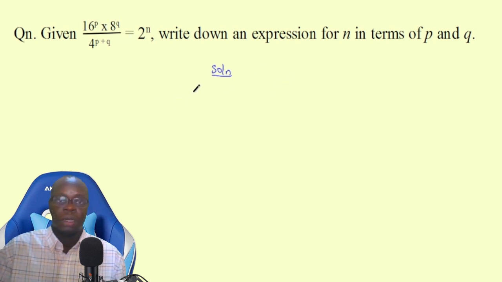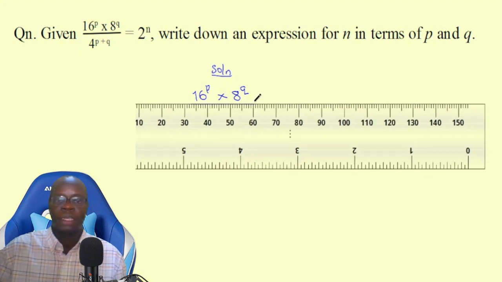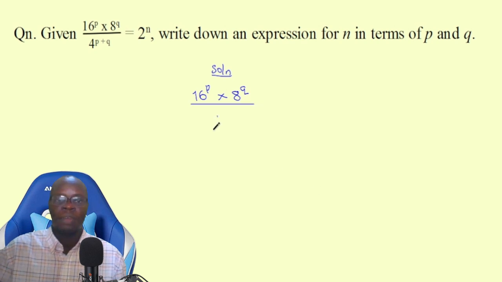So let's write down our question here, and we have 16 exponent p times 8 exponent q over, and let's use a ruler here for organized work, so this is divided by 4 exponent p plus q, and this is equated to 2 exponent n.